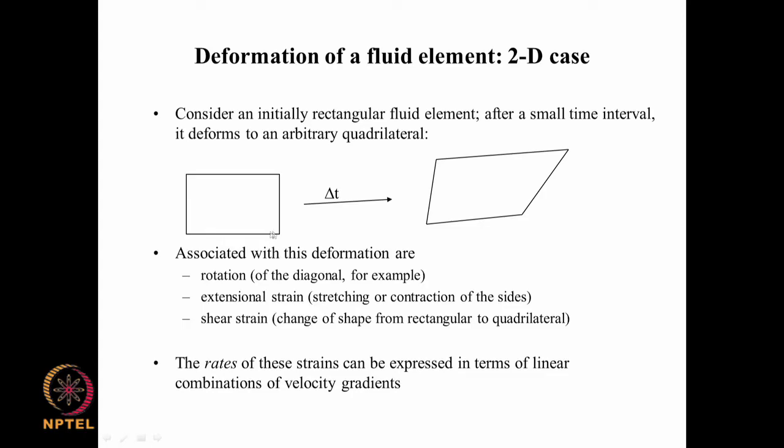So, associated with this deformation are rotation. So, that means that this fluid body can rotate, and so one can also see the rotation, for example, by looking at this diagonal here, and is the angle of this diagonal with the horizontal, has it changed? If it has changed, then you say it is a rotation, because in a rotation this is going up like this, coming round and round, and you can also monitor that rotation by the change of angle of the diagonal.